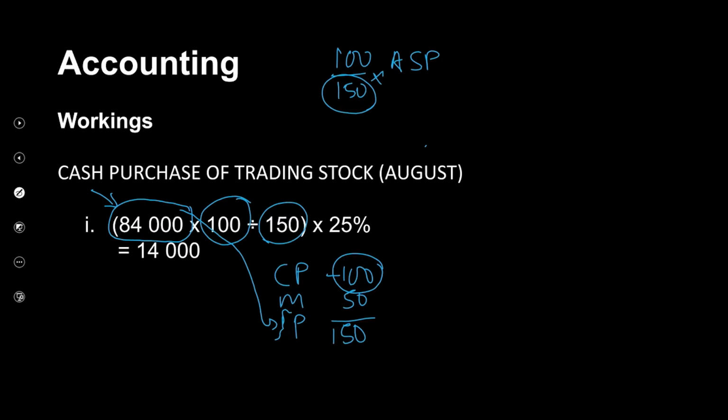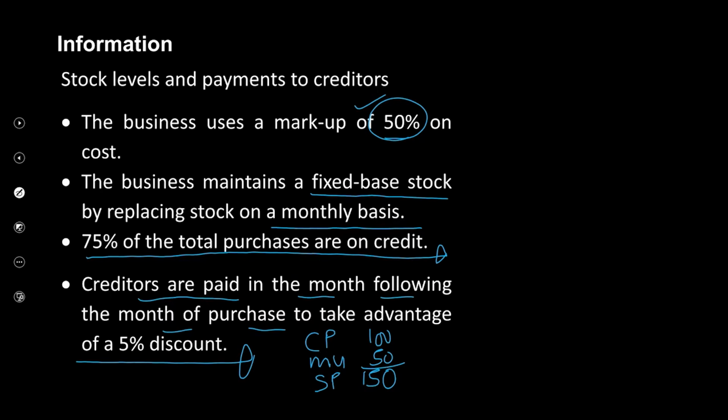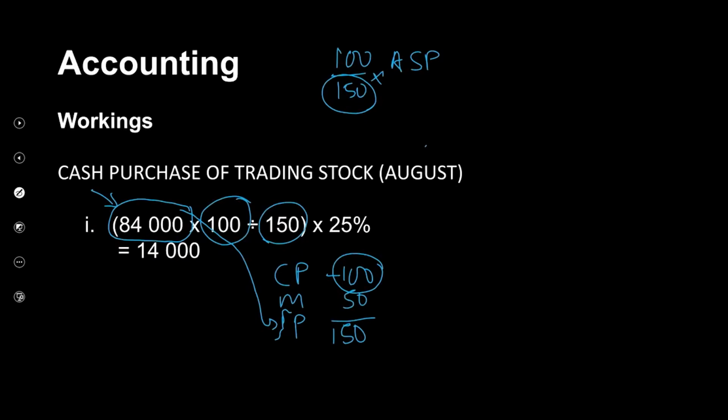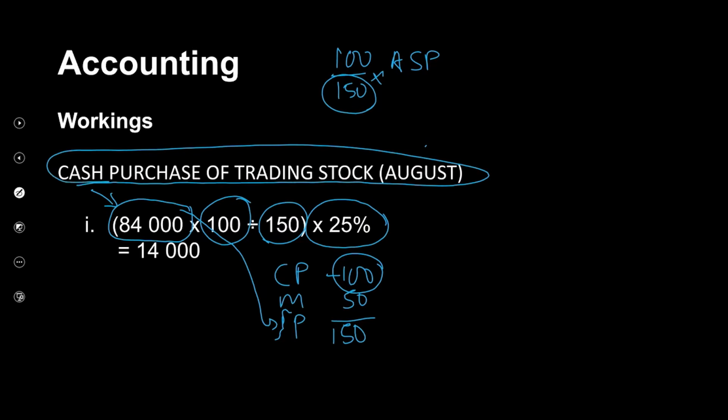Obviously, you are told that only 25% will be paid for in cash. The importance of this information is, we can see here, 75% of your purchases is on credit. So obviously, your cash purchases is only 25% of the total purchases figure. Therefore, looking at my calculation once again, it's your 84,000 times 100 divided by 150 times your 25%. And that is important. So what are you determining here? Your cash purchase of trading stock. That means how much stock are you buying for cash?